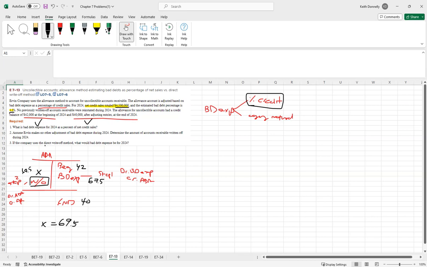And then it says if the company uses the direct write-off method. Well, that's not GAAP. You would use that for like your tax return. The setup with that would be you just take the expense in the year it happens. So it would be the 69.5 for the actual write-off when they convey to us they're not going to pay.